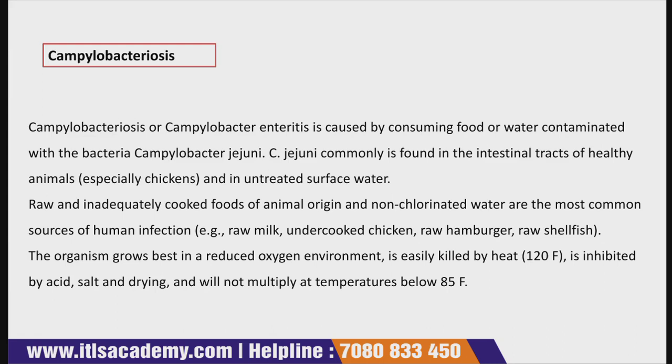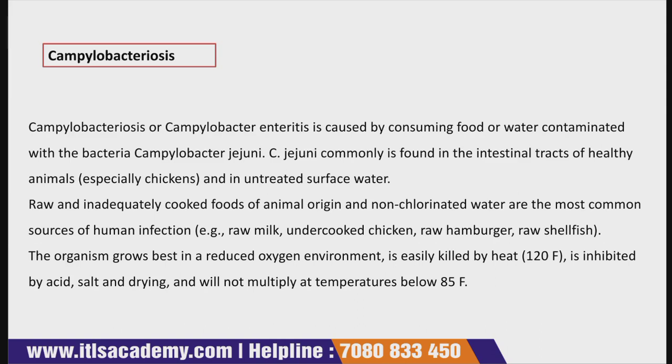One thing with this bacteria is that it is mainly present on the surface of raw food, meaning food that is not cooked properly, and it is mainly present in non-chlorinated water. These are the most important sources of infection in humans. For example, raw milk. These bacteria are present in raw milk, even raw hamburger and raw uncooked chicken.